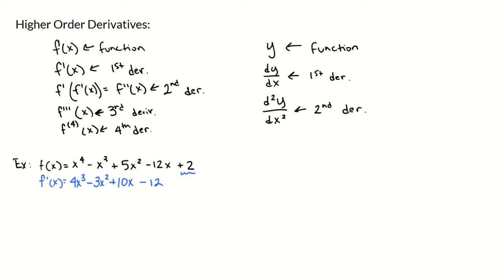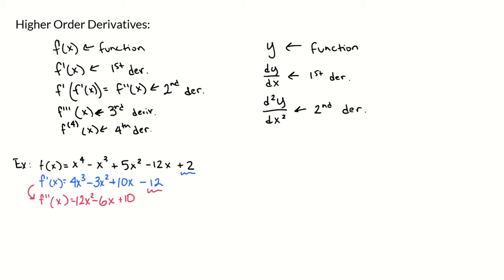Now the second derivative will be f double prime of x. And that means we take the derivative of f prime of x. So that will be using the blue function to get the red function. So power rule, bring down the 3, multiply to the 4 is 12x squared minus 3 times bring down the 2 is 6, x to the first plus 10, and derivative of negative 12, which is a constant, is 0.